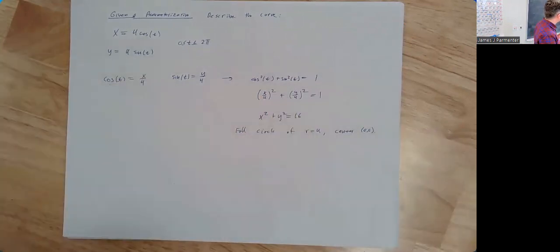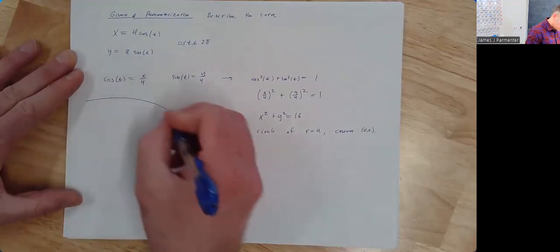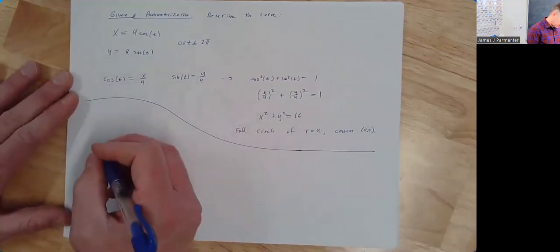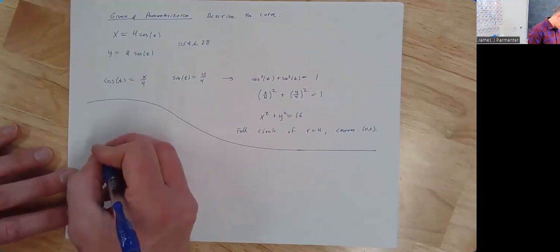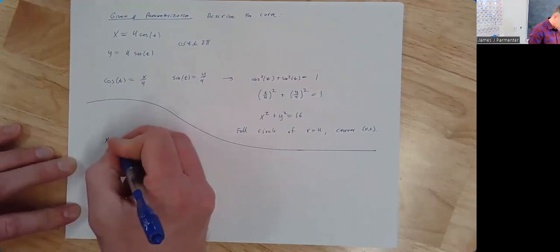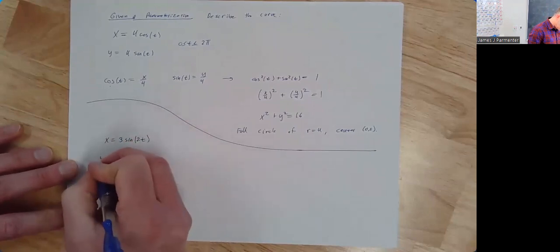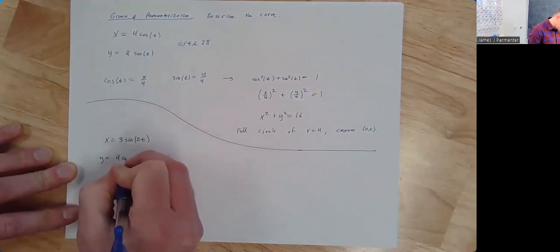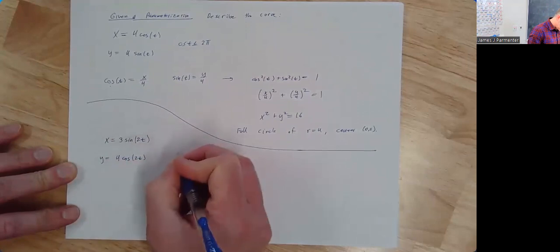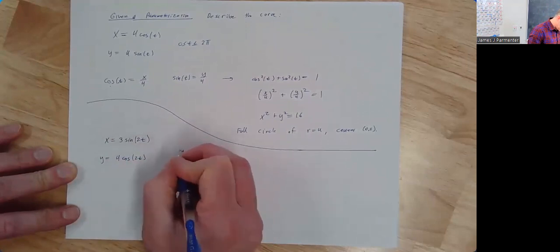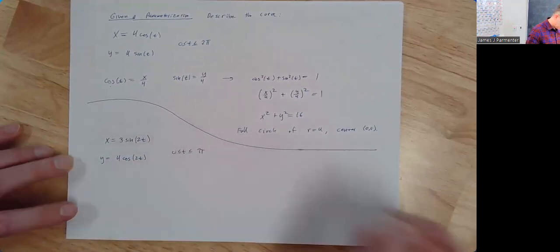Now, the reason I mention this is because sometimes you have something slightly different. Here's what I mean. What if instead I was given the less nice parametric equations, x equal to 3 sine of 2t, y equal to 4 cosine of 2t, and t is going from 0 to pi.